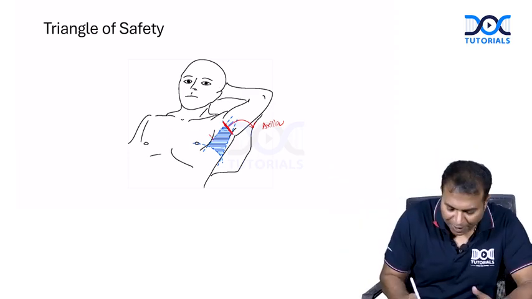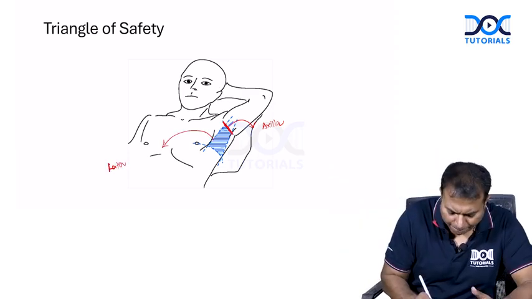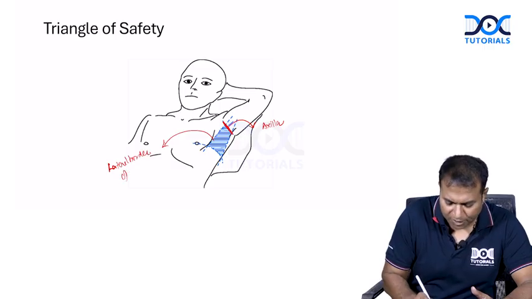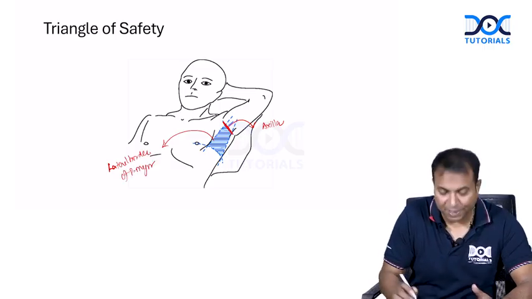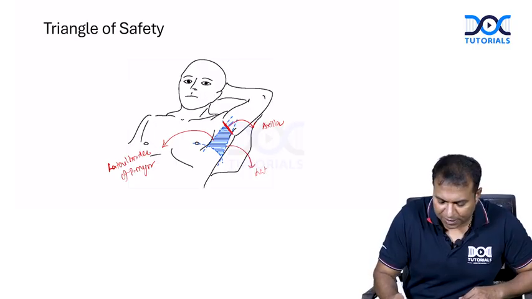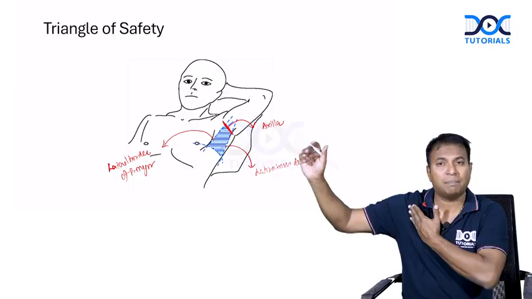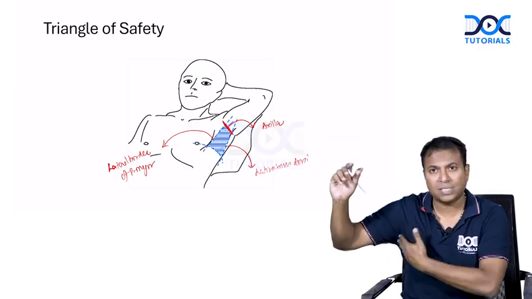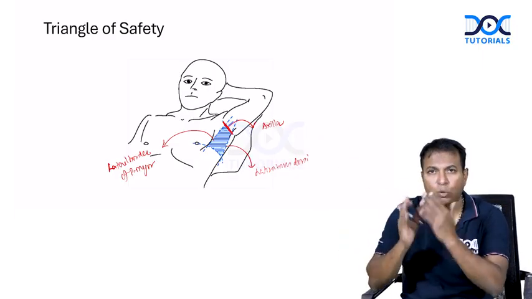Anteriorly, you have the lateral border of pectoralis major muscle. Okay, that is, the pectoralis major muscle is found on the anterior border. Posterior border is latissimus dorsi. So very simple, anteriorly pectoralis major, posteriorly latissimus dorsi muscle. These are the two important boundaries.